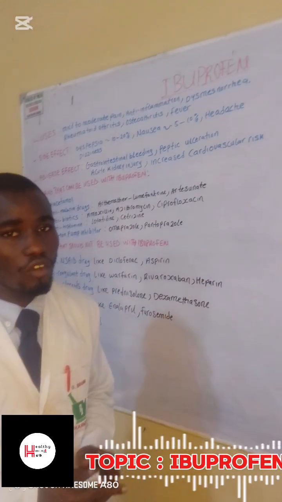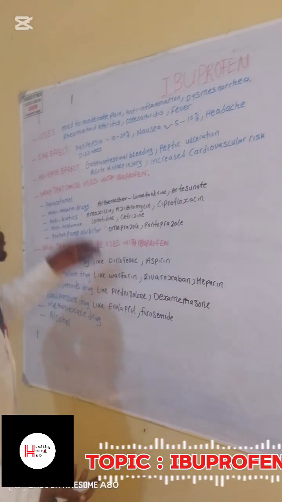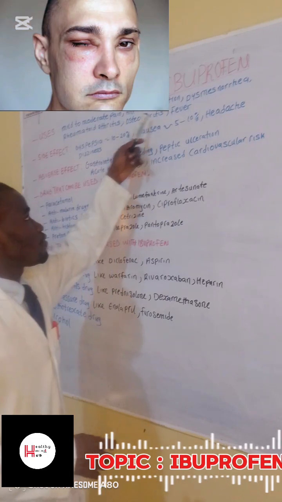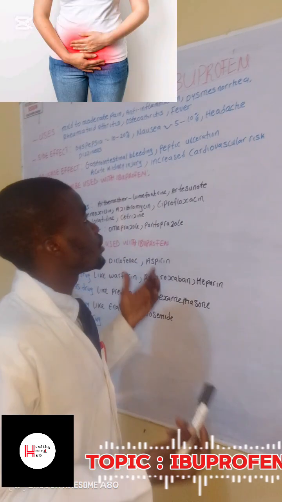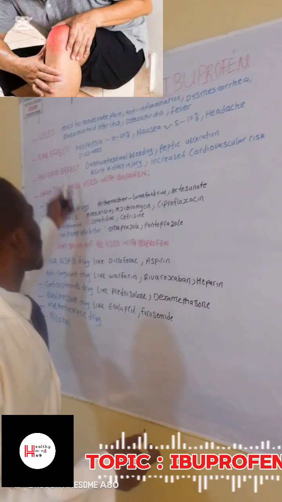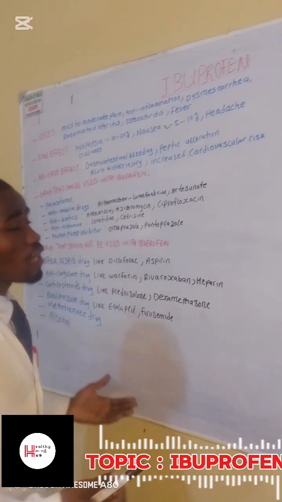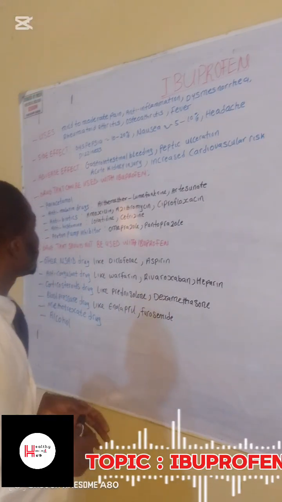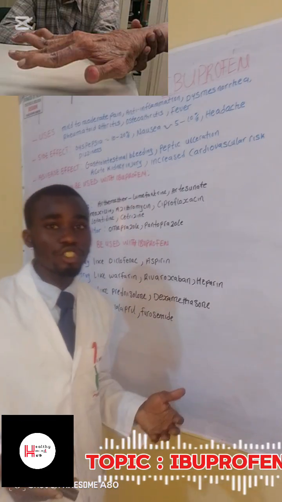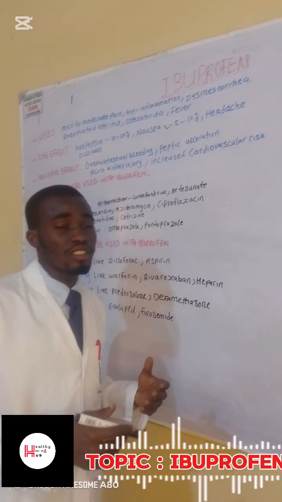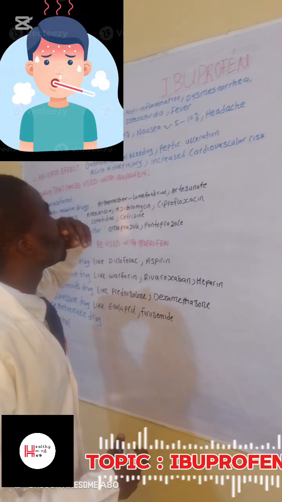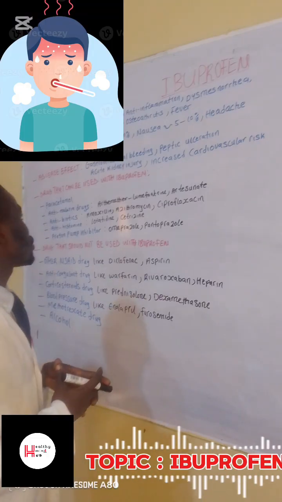Now, what are the uses of ibuprofen? It is used for mild to moderate pain. It is also used as an anti-inflammatory. It is used for dysmenorrhea, that means painful menstruation. It is used for rheumatoid arthritis, that means inflammation of the joint. And also for osteoarthritis, that means inflammation due to the degeneration of cartilage. And also for fever, that means to decrease the body temperature.